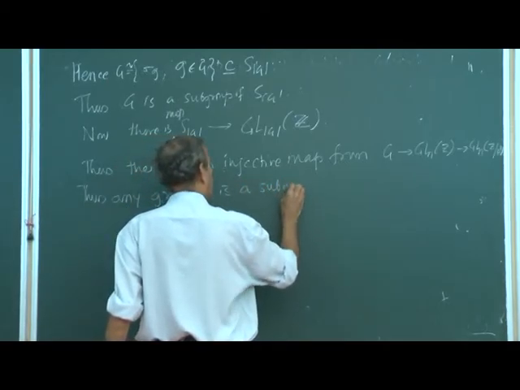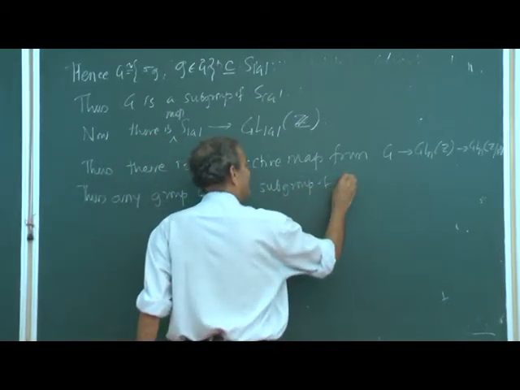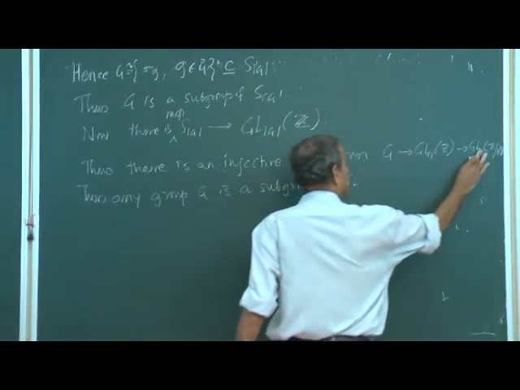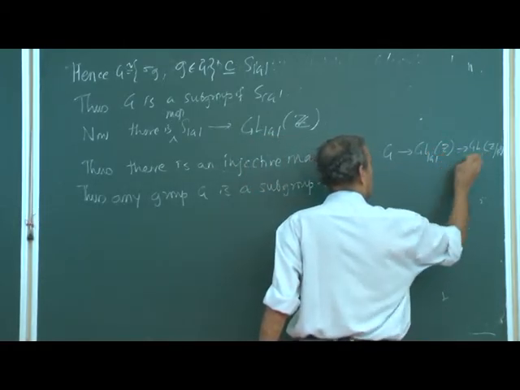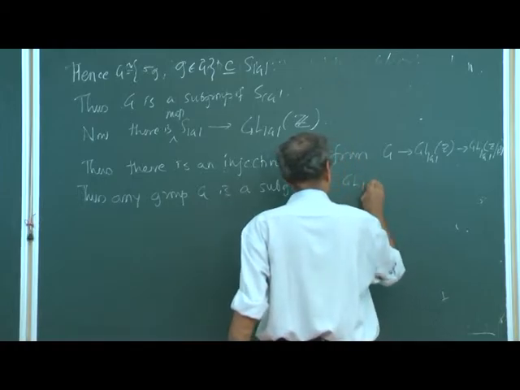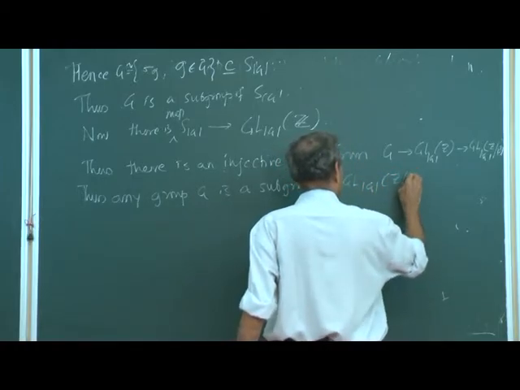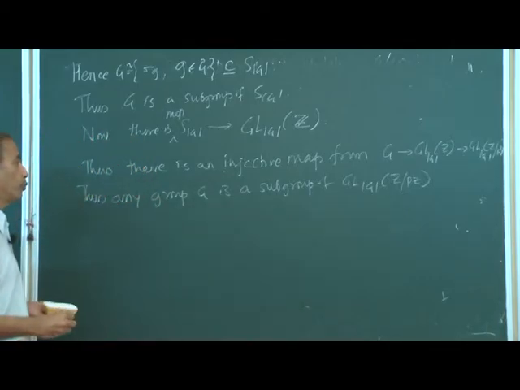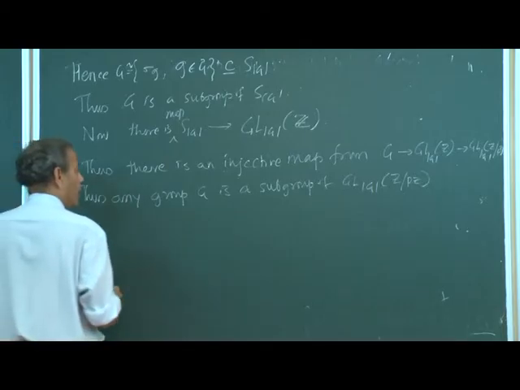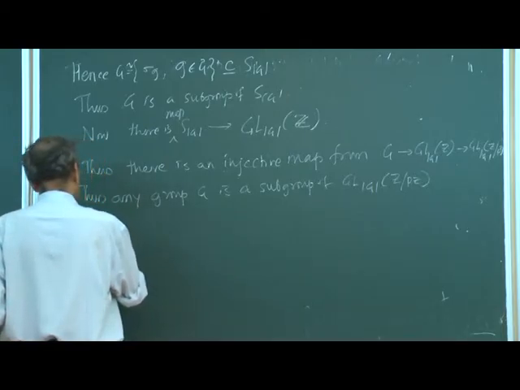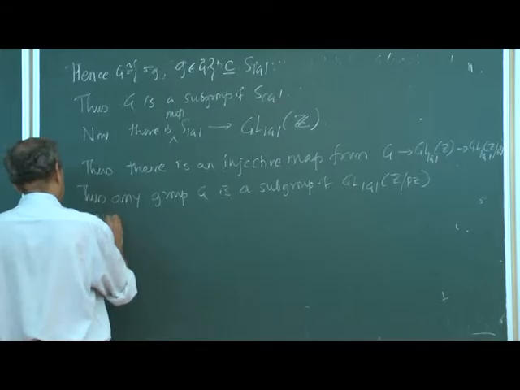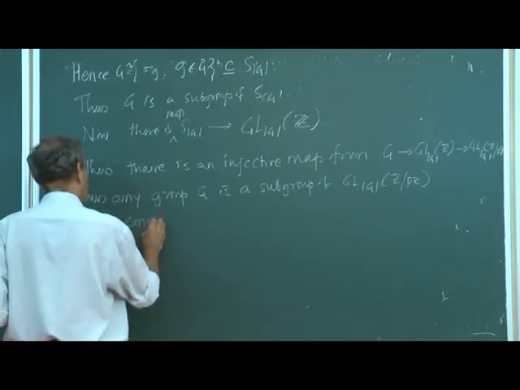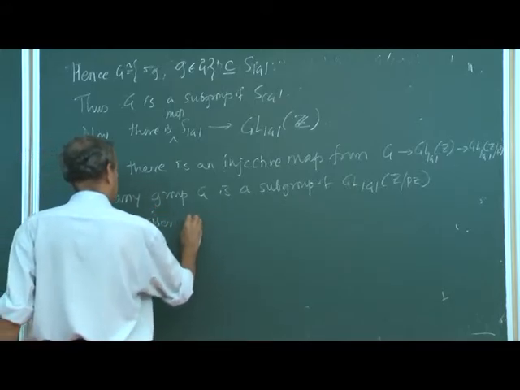Thus, any group G is a subgroup of GL mod G, Z mod PZ, where P is the prime for which we want to prove the existence of a Sylow P group.